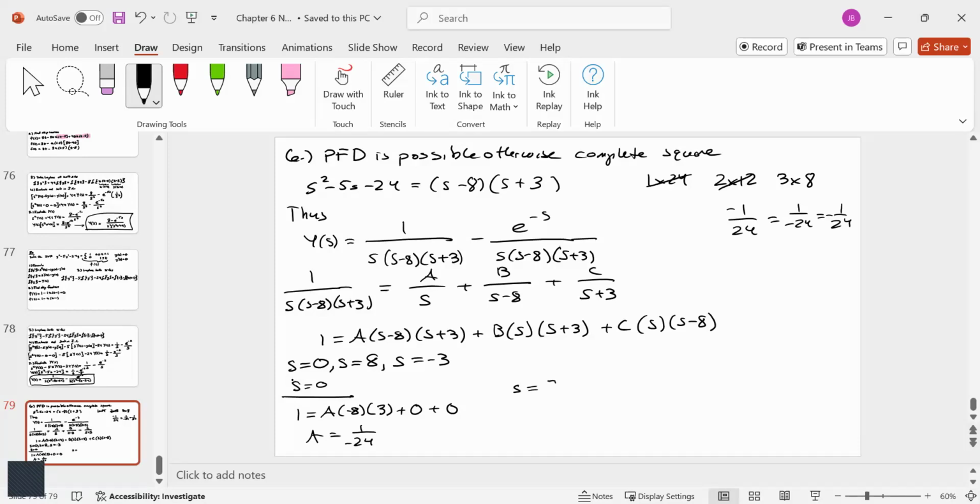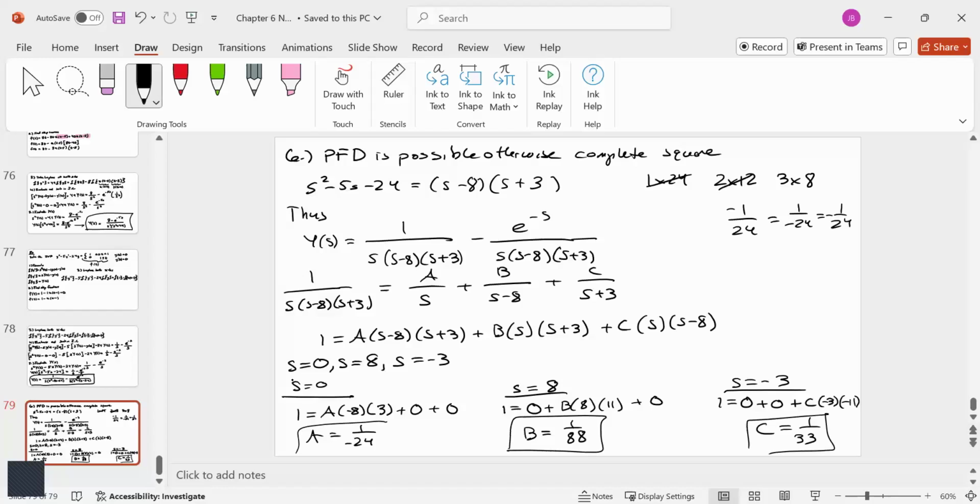s equal to 8, positive. So 1 is equal to 0 plus B times 8 times 11 plus 0. So then B is equal to 1 over 88, like that. And from that, we do s equal to negative 3. Again, make sure you're doing it in the order that you wrote down A, B, and C. And then I get 1 equal to 0 plus 0 plus C times negative 3 times negative 11. And so a negative times a negative is positive, so C is equal to 1 over 33.